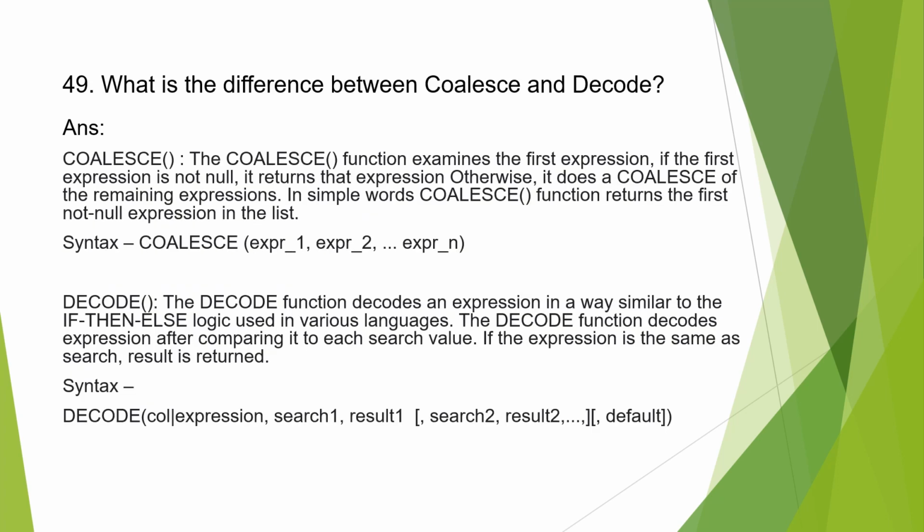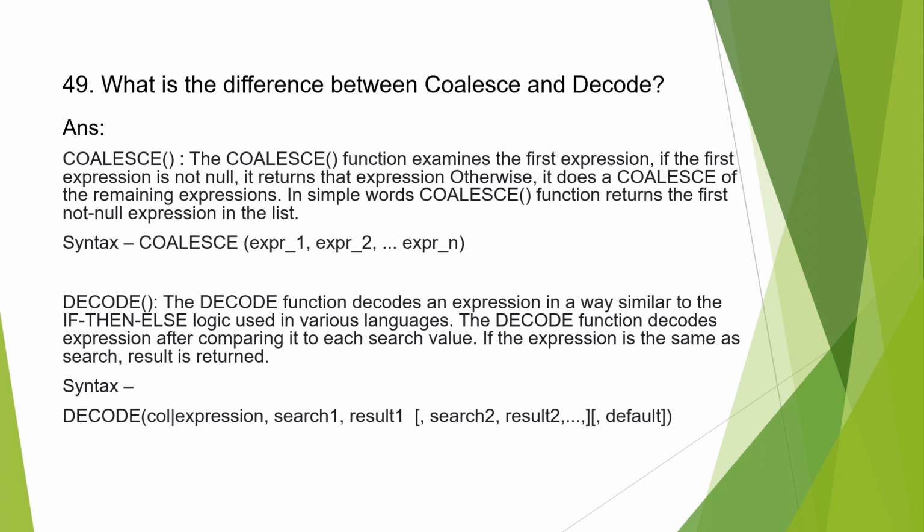Question number 49. What is the difference between coalesce and decode? In many interviews, the interviewer may ask you this question. Coalesce will search for a not null expression. You can pass any number of expressions. Whenever it encounters the first not null expression, it will give the result as that one. Suppose my first expression itself is not null, then it will give the result as expression 1. So it goes through and finds the first not null expression.